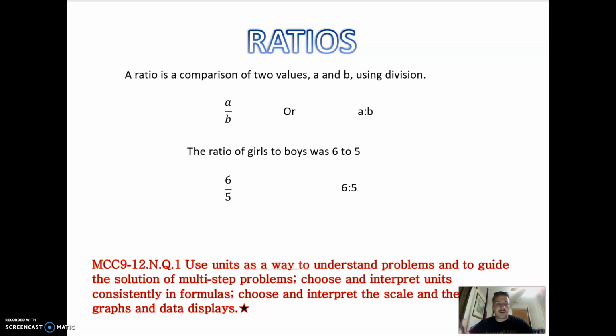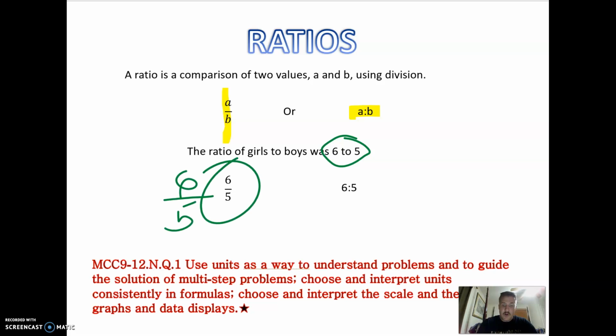So we started talking about ratios. What you need to understand about ratios is basically that a ratio is just a comparison of two values in fraction form. Most of the time ratios are going to be written like a fraction, a over b, but they might also use this new notation, which is a to b. So if I were to say the ratio of girls to boys was 6 to 5, I could write it as 6 over 5, right? Or I could write it like this, 6 to 5.